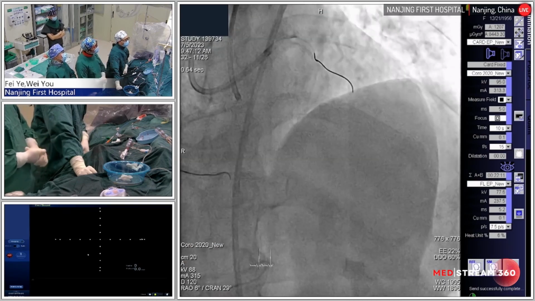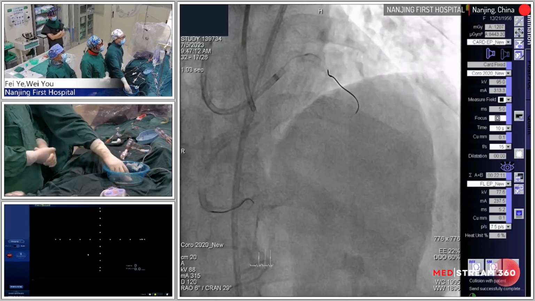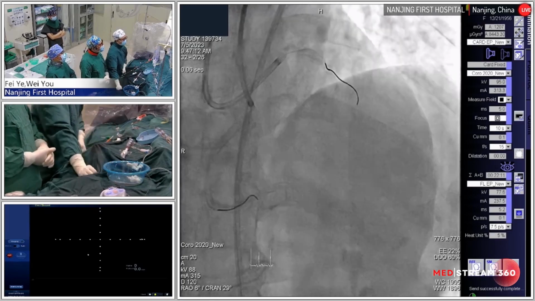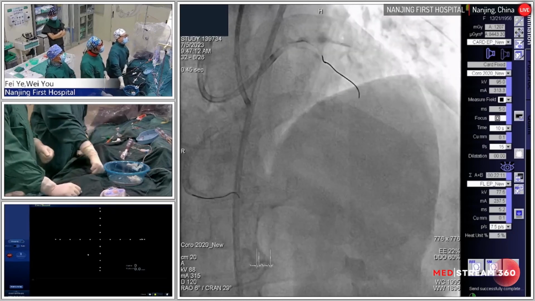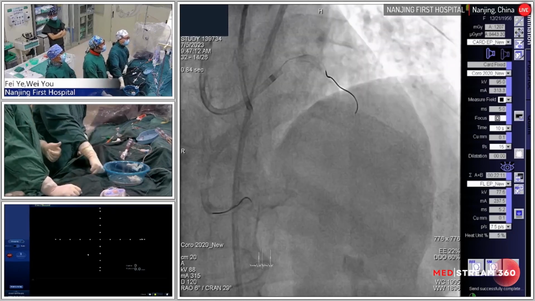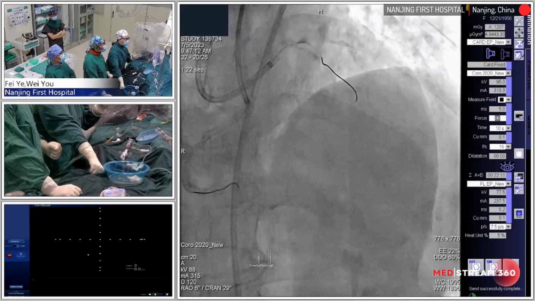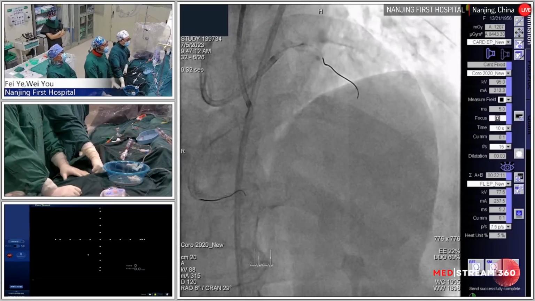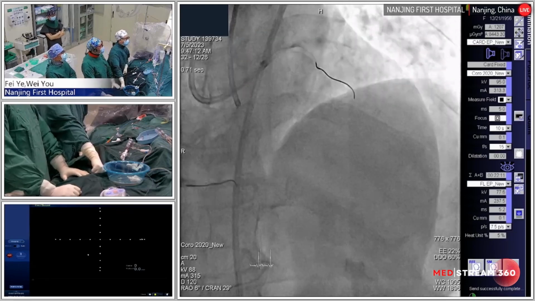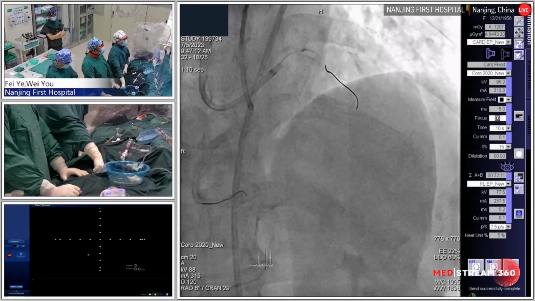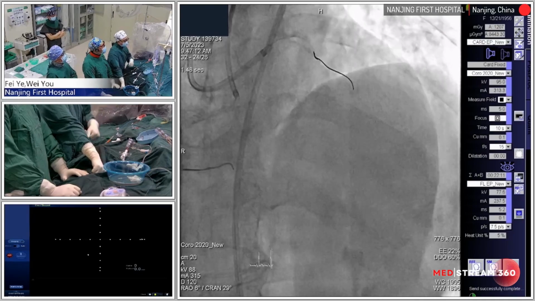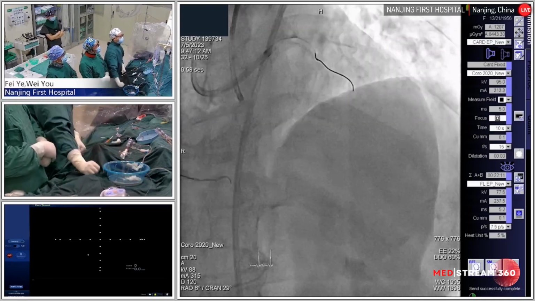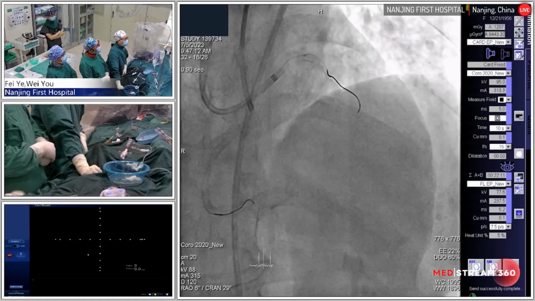Okay, the wire is very difficult. When I want to retrieve the wire, I feel resistance, like something biting the wire. According to my experience, that means in the proximal segment of the LAD there must be some severe calcified plaque and also a very tortuous lesion. As you can see, the wire cannot extend the vessel to the straight. It's calcified and also tortuous.